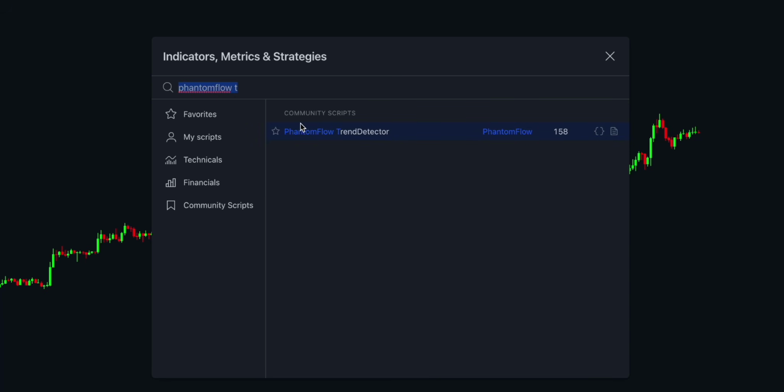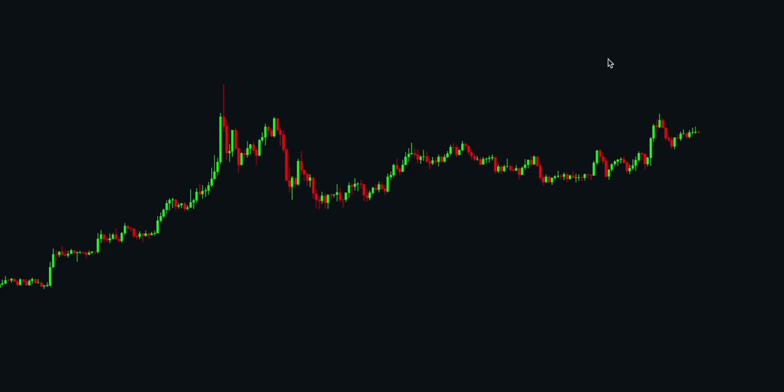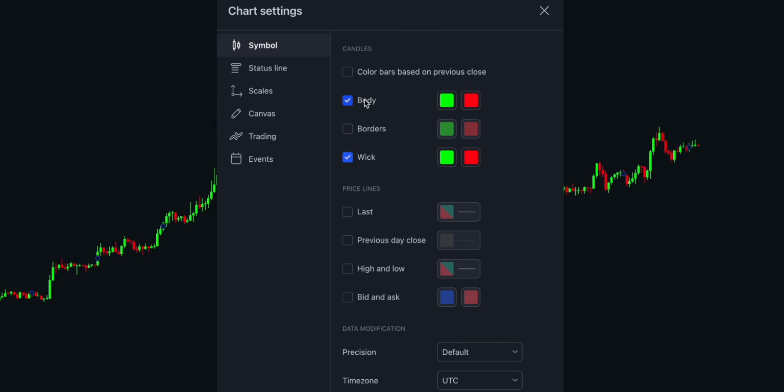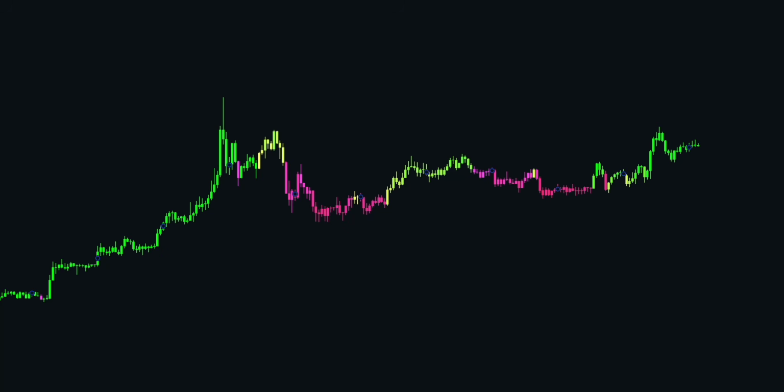At first, you will see nothing on the chart. To make this indicator visible, double-click on any candle bar. This way, you will access the chart settings. Next step is to disable candle bodies and wicks. Now, your chart will look like this.